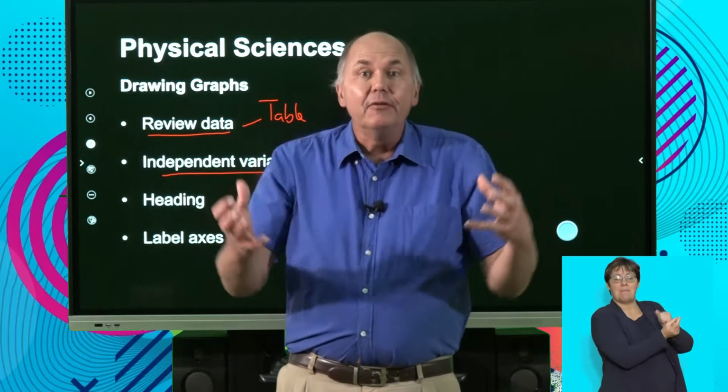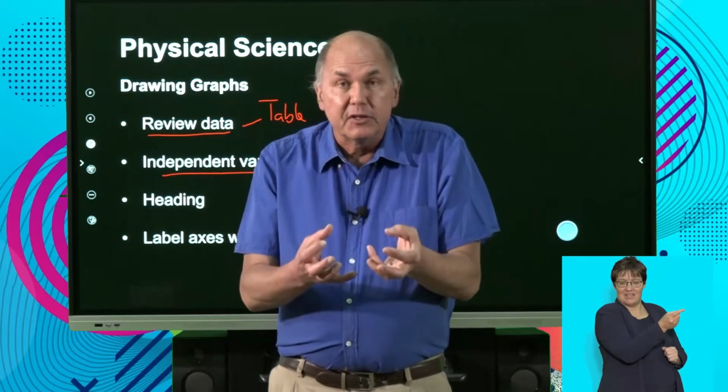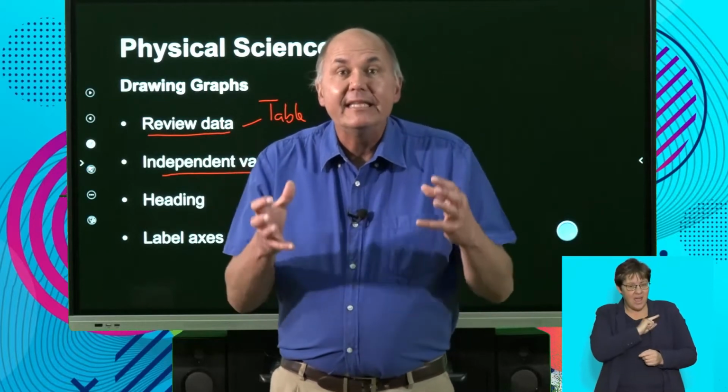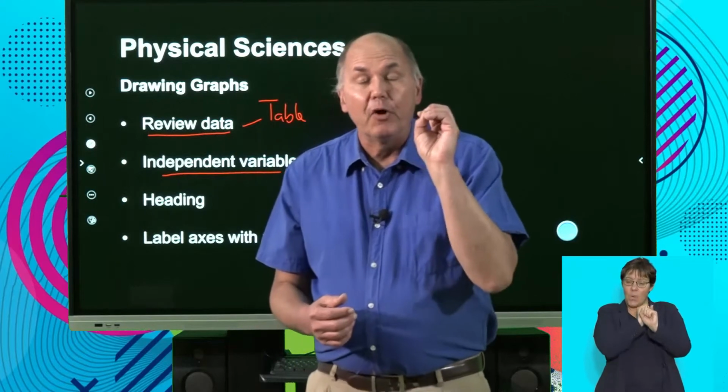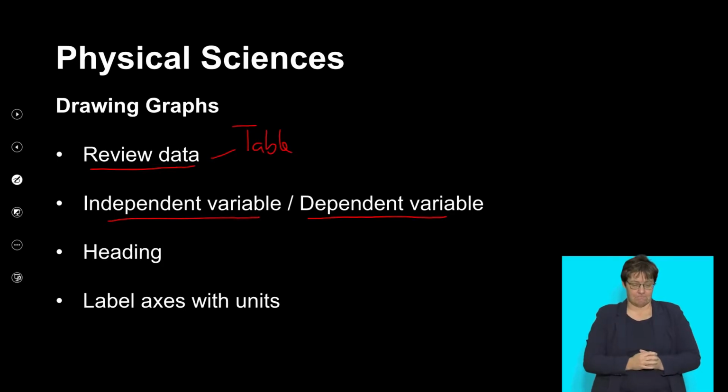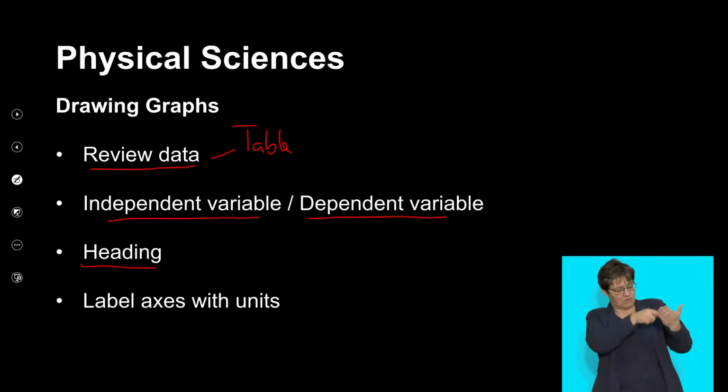All the other variables are constant. They are the control variables. That's what makes it a fair test in an experiment. So be aware of what the independent and the dependent variables are. Now, when you are looking at the data, you have to decide what the heading is. The heading is usually related to your hypothesis.